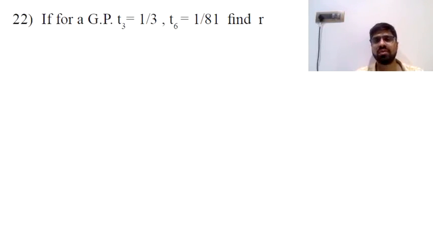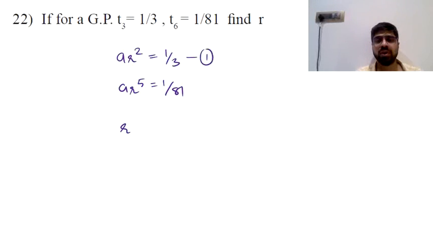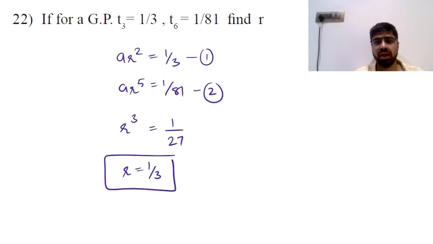Moving on with the 22nd one, it's a similar one. The third term for a GP is 1 by 3. So ar square is 1 by 3. ar power 5 is 1 by 81. You can divide the two equations, that is if this is 1 and this is 2, go for 2 divided by 1, so that's going to give you r cube. That will be 1 by 81 upon 1 by 3. It's like 1 by 81 into 3, so that makes it 1 by 27. So the value for r becomes equal to 1 upon 3. And yeah, that's all they were asking you to find. And with that, we have answered our 22nd question.